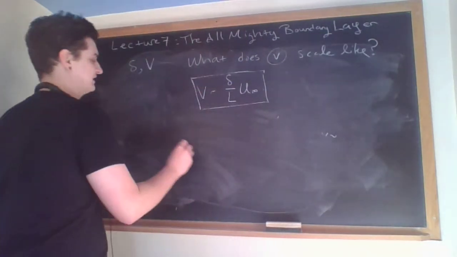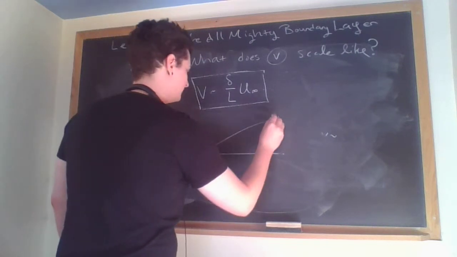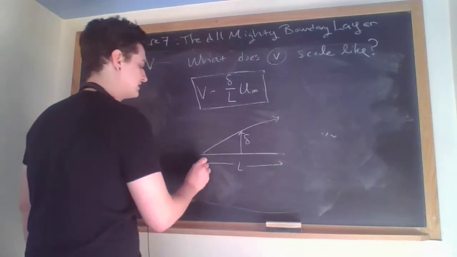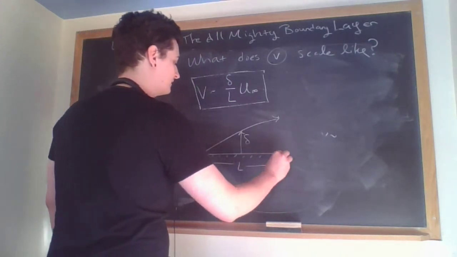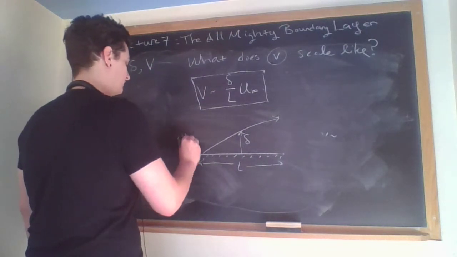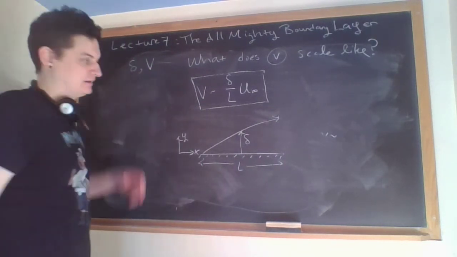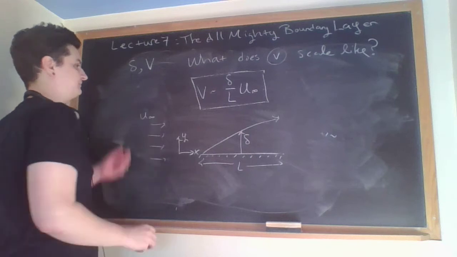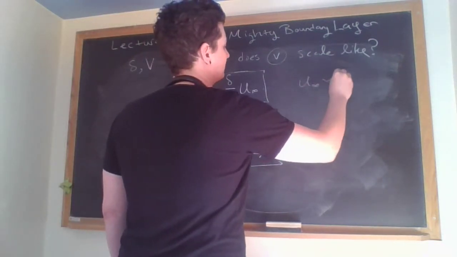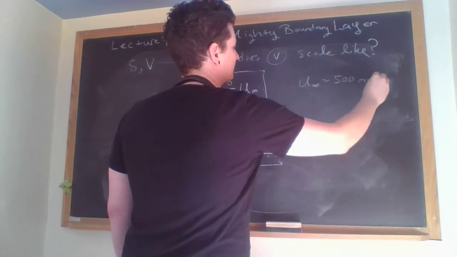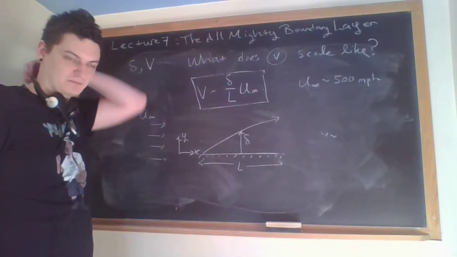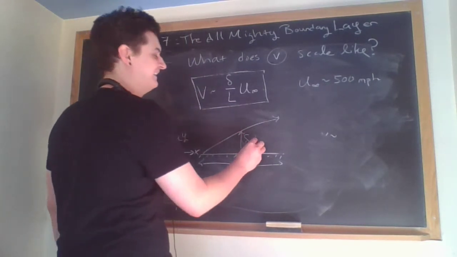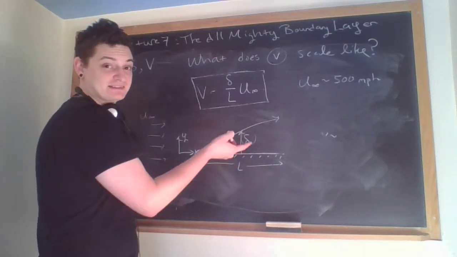It's saying something that makes a fair amount of sense. I draw this picture so many times. What is this saying? So u is some large number. That's okay. Say if it's an airplane, it's like 500 miles per hour. I haven't told you how to get the delta yet, but don't worry about that. But just say you know, just so you understand, what this does scale like, and this L.